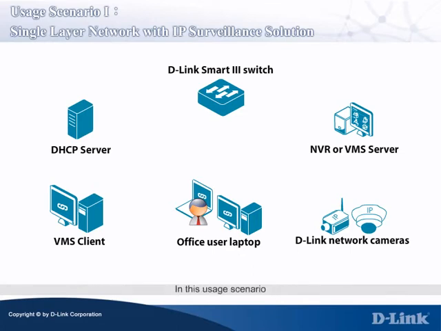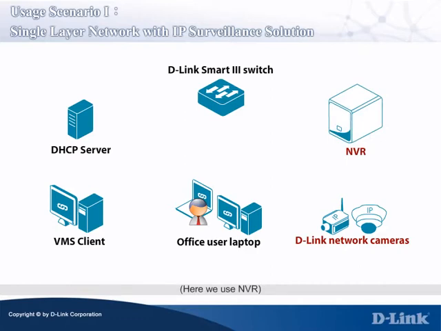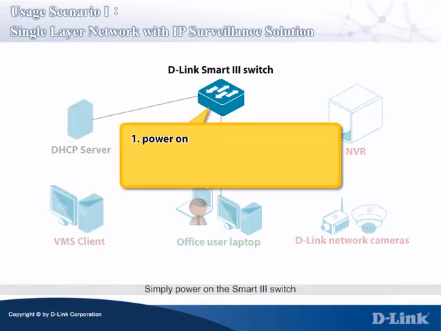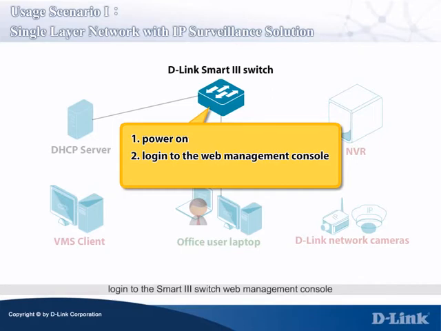In this usage scenario, we have a D-Link Smart 3 switch as a central hub, aggregating D-Link network cameras, a network video recorder, NVR, or VMS server for video recording. Here, we use NVR. A VMS client for remote playback and live view, and the office network with user computers connecting to Smart 3 switches. By the way, the DHCP server, which currently exists in the user's network environment, is for dynamic IP address assignment to client computers.